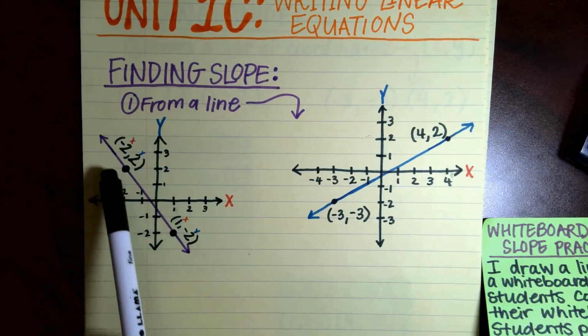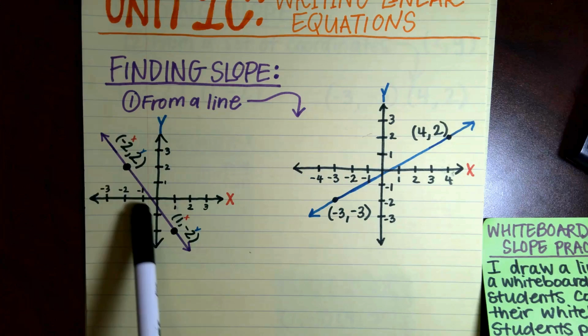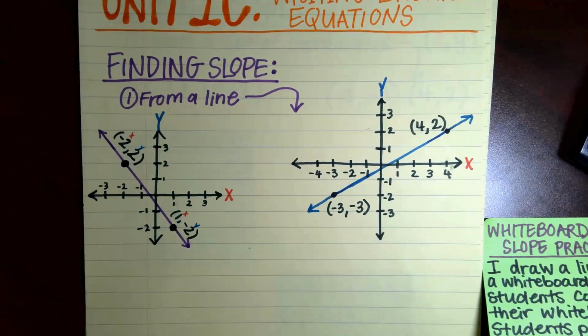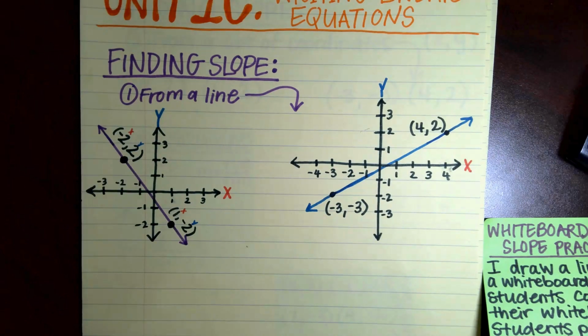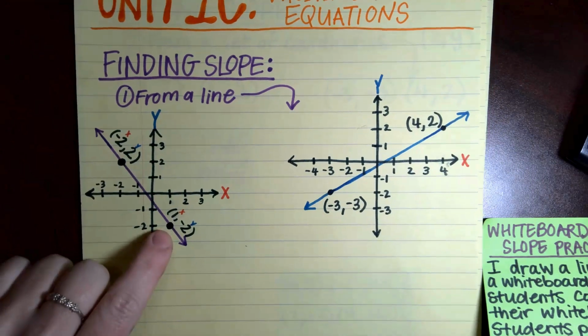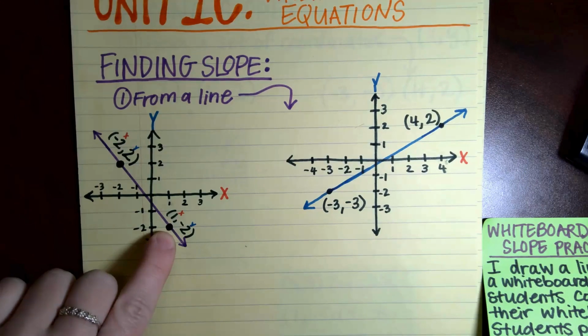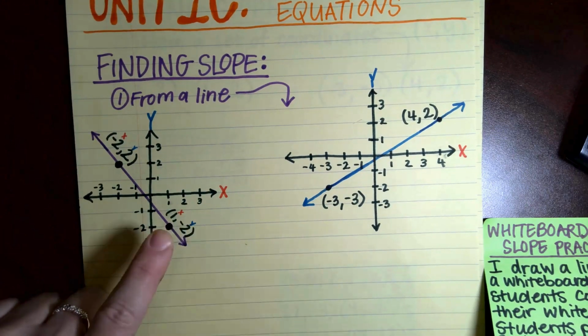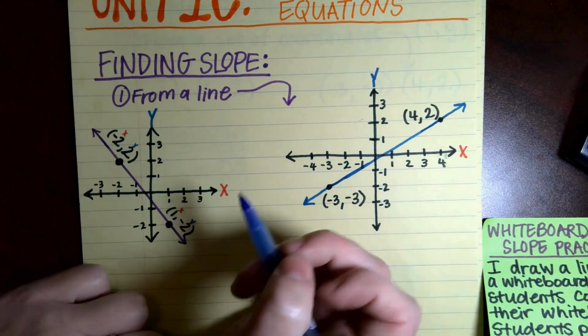If I was given a line that has 2 points here, what could we do to figure out what our slope is? We can start with either point. Which point do you guys want to start with? Let's start with the bottom one, okay? So I'm going to start here with my point that is (1, -2). And I'm just going to count.